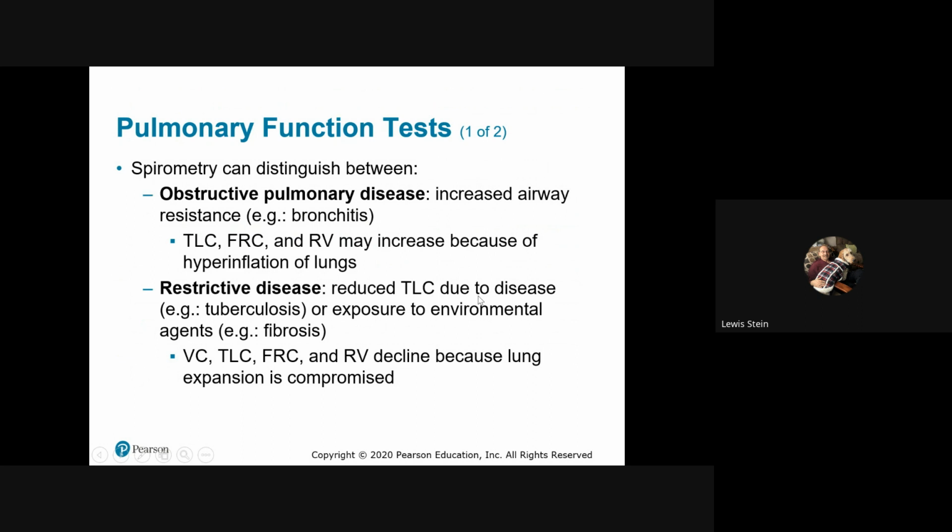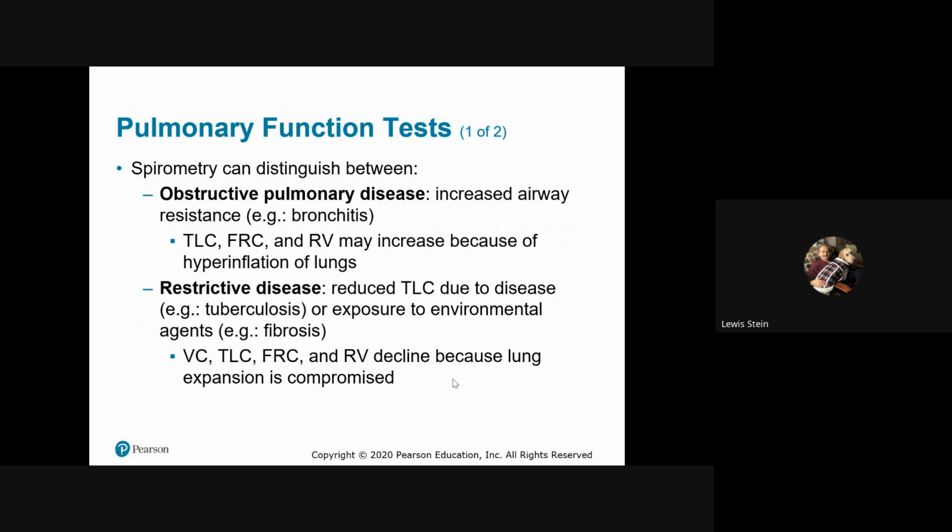And restrictive disease reduces the total lung capacity from a variety of causes. Tuberculosis, more common in older days, is making somewhat of a comeback. Environmental problems, bad stuff in the air, environmental pollutants, nasty things can do that. And emphysema kind of overlaps both of these, by the way. So all of these factors decline, because the lung just doesn't work the way it's supposed to.